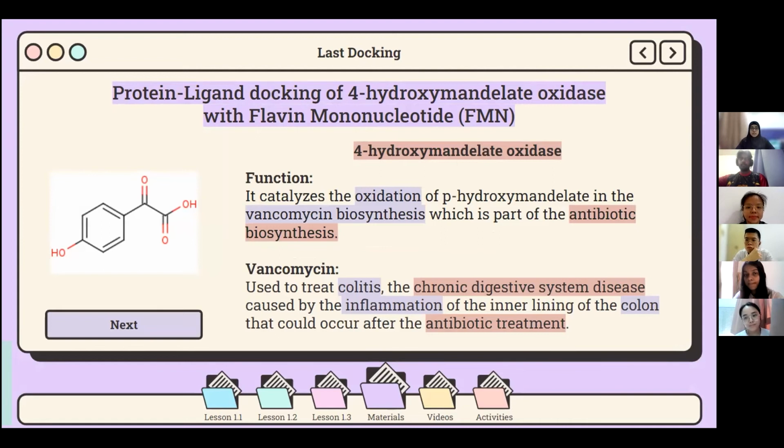So 4-hydroxymandelate oxidase catalyzes the oxidation of p-hydroxymandelate in the vancomycin biosynthesis, which is part of the antibiotic biosynthesis. Vancomycin is classified as glycopeptide antibiotics used to treat colitis, which is the chronic digestive system disease caused by inflammation of the inner lining of the colon that could occur after antibiotic treatment.